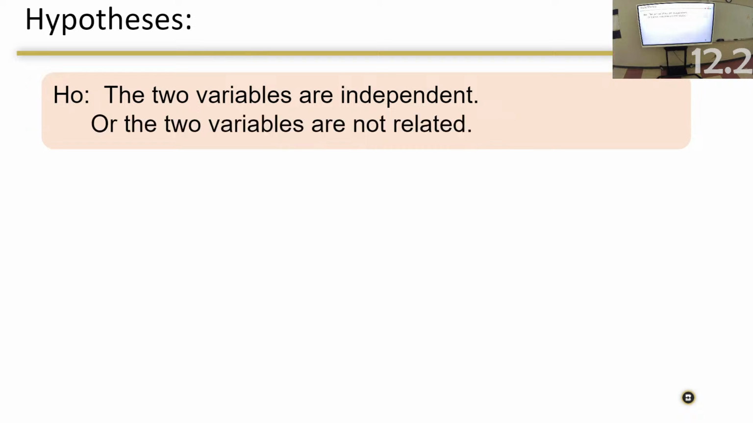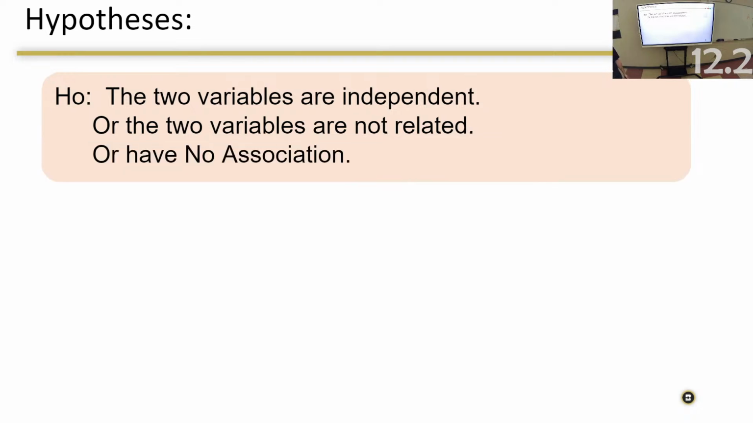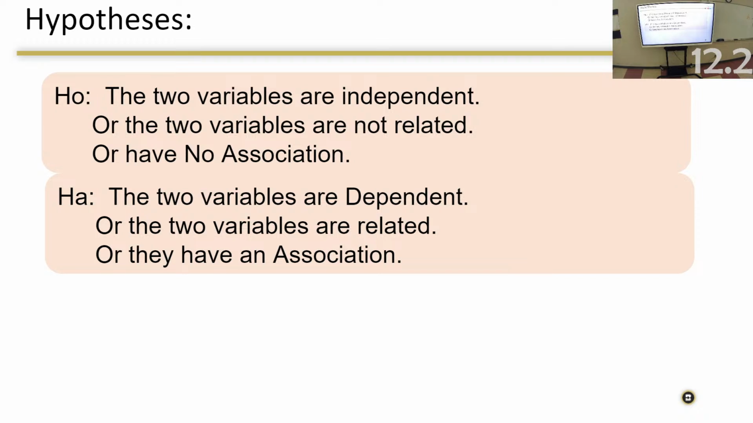The two variables are not related. There's no association. They're independent. Any one of those three will do. And again, I'm going to get it from their question. This is just what you have to know. You have to know this is what I have to assume. Whatever their question says is what I'm going to put here, but you have to know they're independent, not related, or no association. And then the alternative is they are dependent, or that they have an association, or that they are related. Again, just depends on what their question is. I'm going to get that from the question.